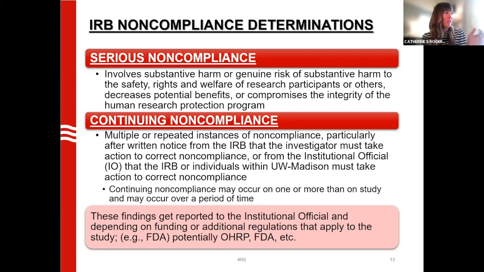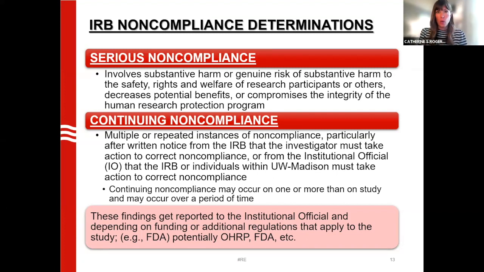So that's a lot of information. The first involves substantive harm or genuine risk of harm. I think the important piece there is nothing bad necessarily might have happened, but could it have happened, and were you just lucky that it didn't? So those are the kinds of things that we consider there.